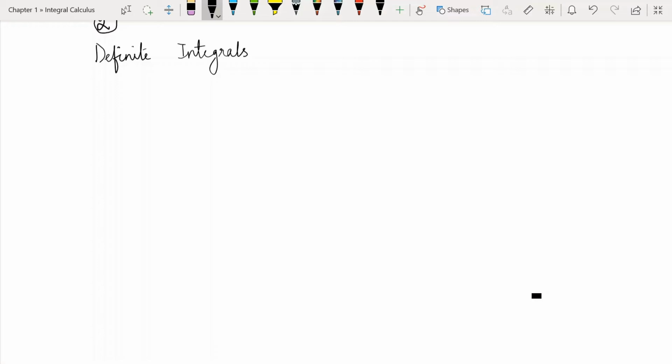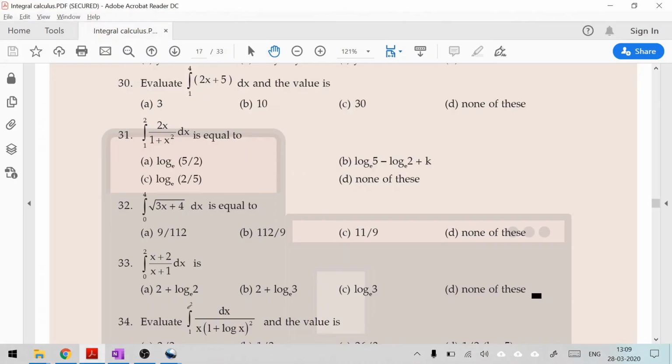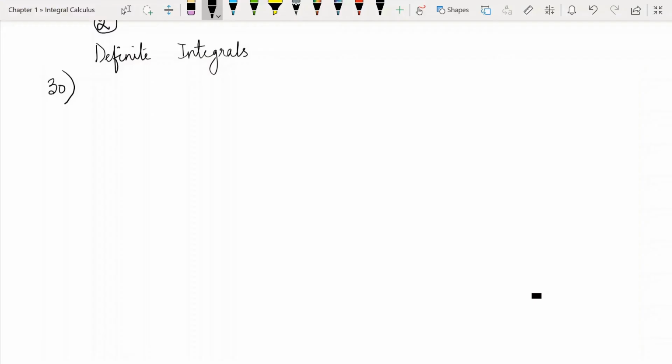Let us take up the first question in the series. How simple this is. Let's do question number 30. Look at question number 30. You have the integral from 1 to 4, 2x plus 5. How do we read it? Integral 1 to 4, 2x plus 5.